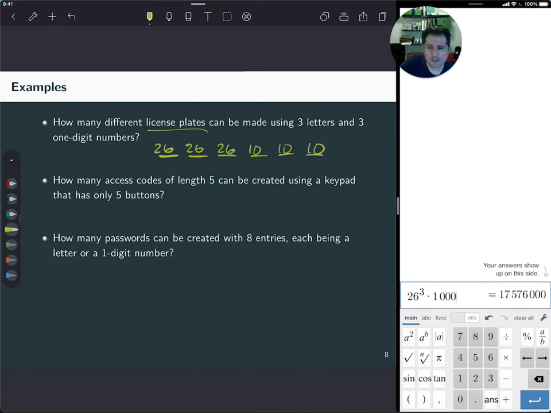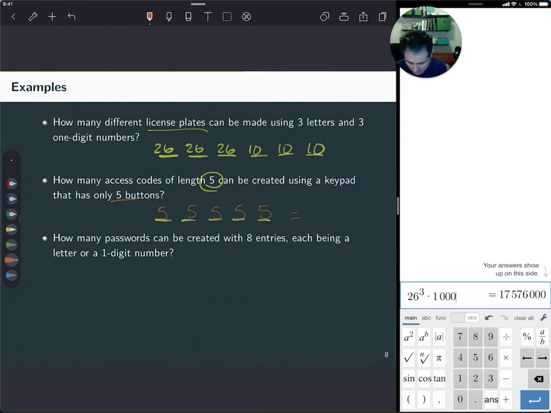The second question says, how many access codes of length 5 can be created using a keypad that has only 5 buttons? So pretend there's a keypad in a lock that has only 5 buttons, and you want codes of length 5. The 5 shows up twice, but it's the same setting. Now you have 5 slots to fill with 5 options each, because the 5 comes from the length 5, and then you have 5 buttons, so there's 5 for that. So it's 5 to the 5.